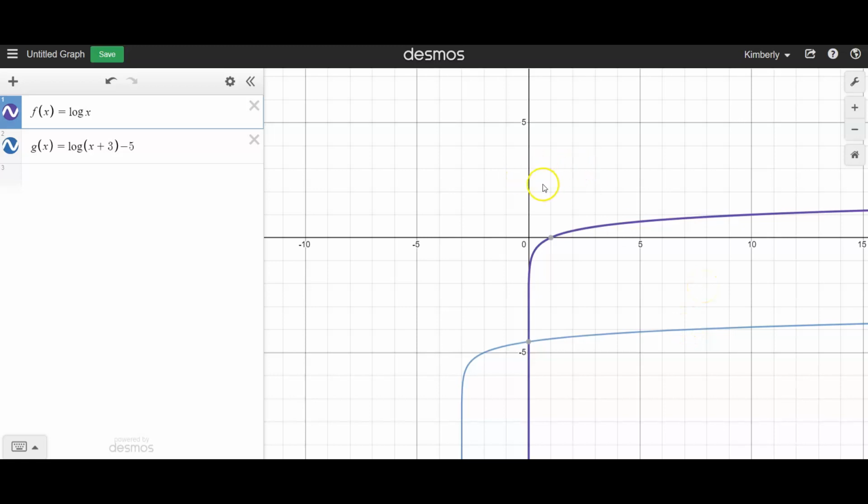So basically what's happening is when you're shifting left and right, it's actually going to shift that vertical asymptote also. So now it's not approaching 0 for the transform function because it's shifted over to the left 3. Now at negative 3, that's where the graph is approaching.